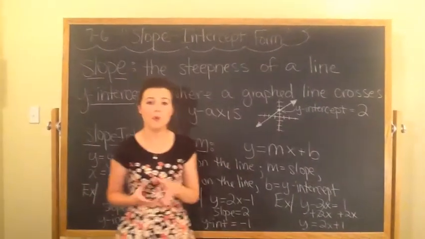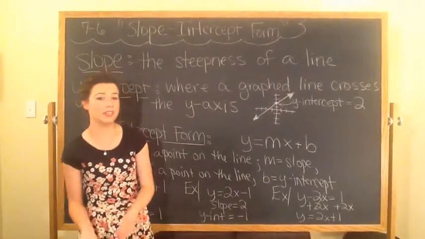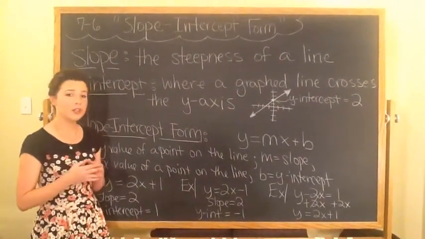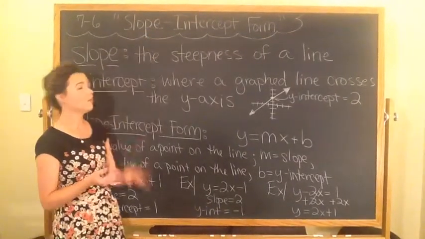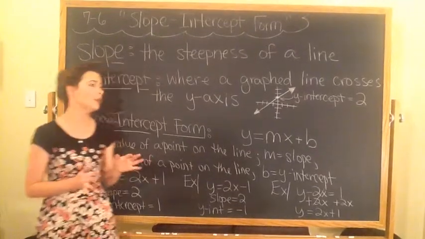Form means we're going to have a formula. So we're going to have to pick out things from that formula, put things into the formula, and solve for certain things. Basically, whenever you use this form, it's when you have a slope and a y-intercept. Let's go ahead and talk about those things real quick.